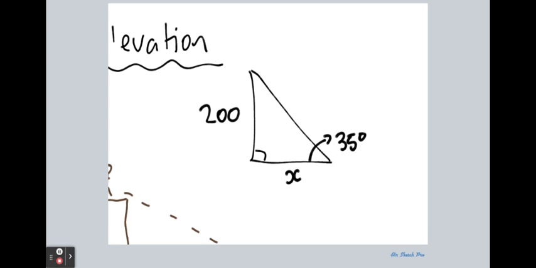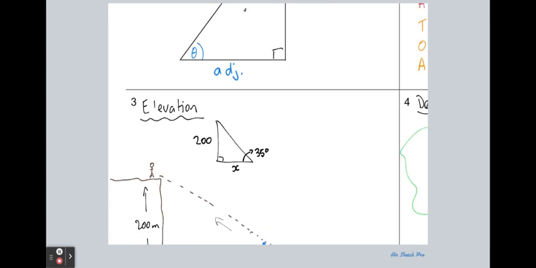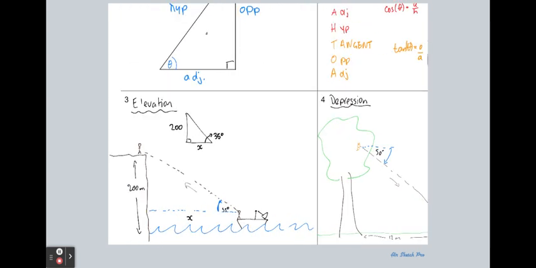So then what I'm doing is I'm asking myself, what of the three ratios can I use with the information I've got? And the answer is tan. It's got to be tan, doesn't it? Because the other two use hypotenuse, which we don't have. So the only one left is tan. Do I have opposite? Yes, I do. Do I have adjacent? Yes, I do.